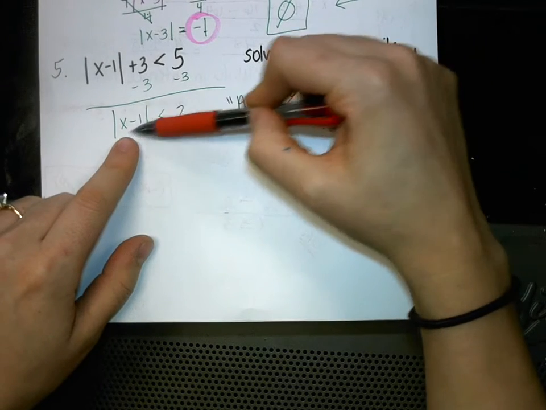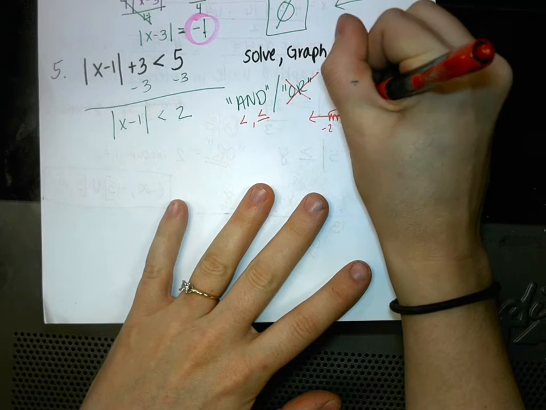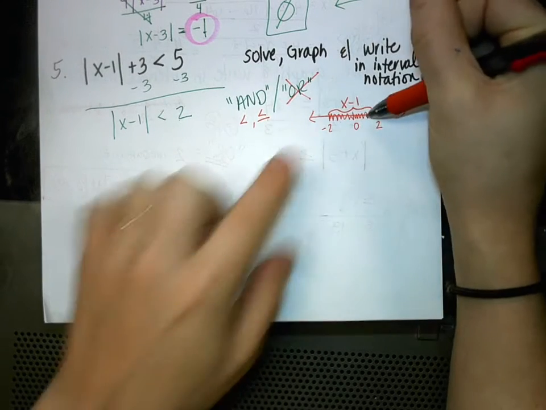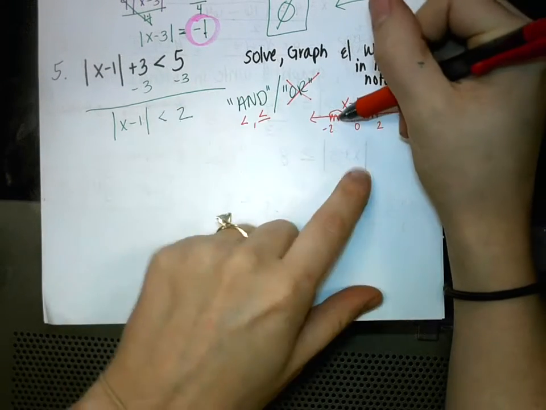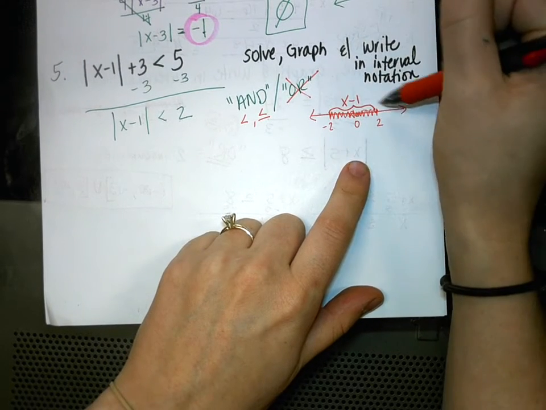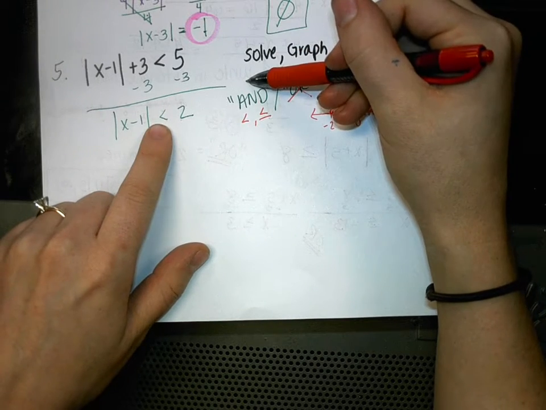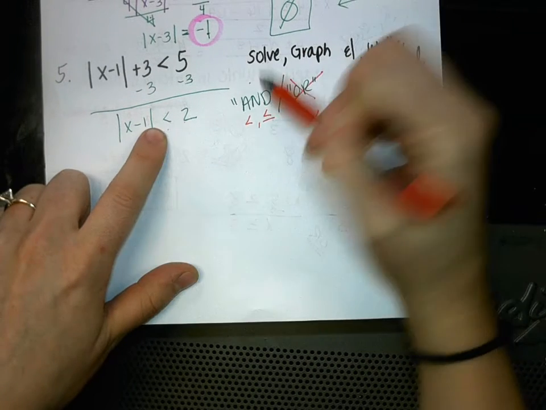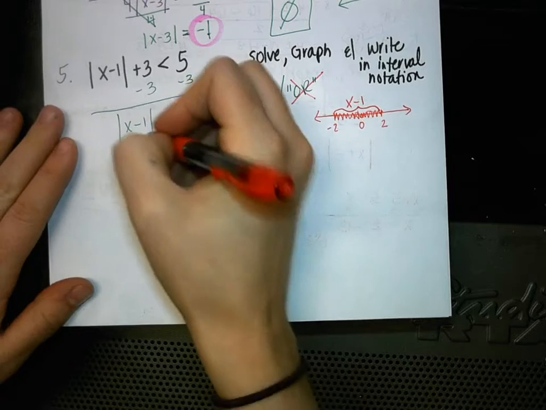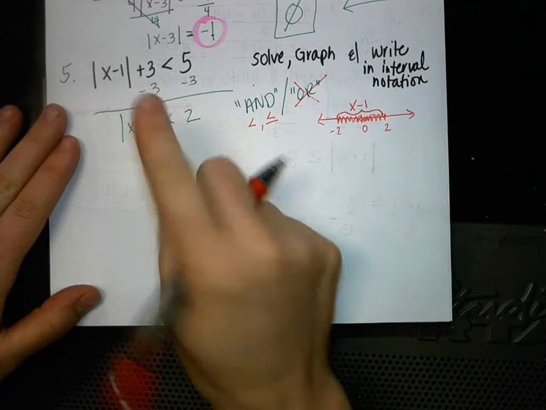So whatever's inside my absolute value has to be a distance of 2 or less away from 0. So we'll have it all on the inside here. This is not the graphed solution. This is just explaining why it's an AND problem. But if you remember that less than problems are always AND problems, then you will not split these type of problems. So never split a less than problem.